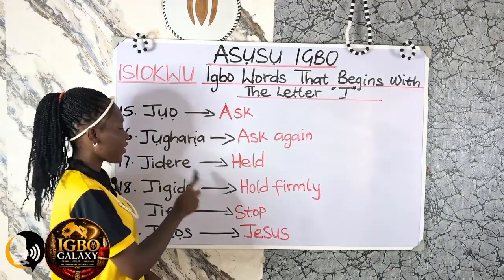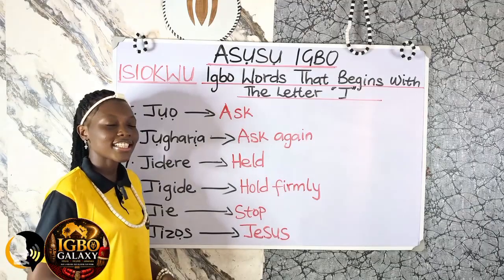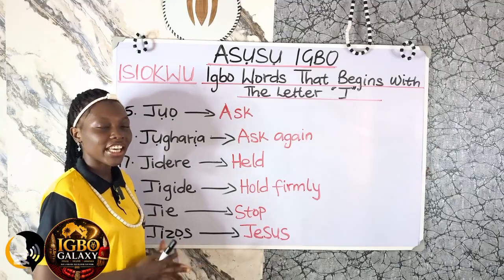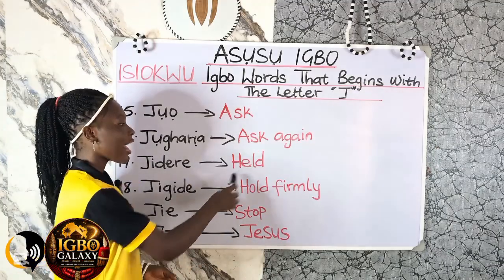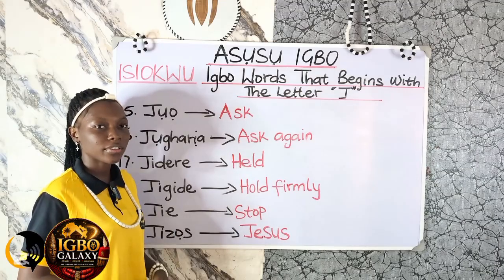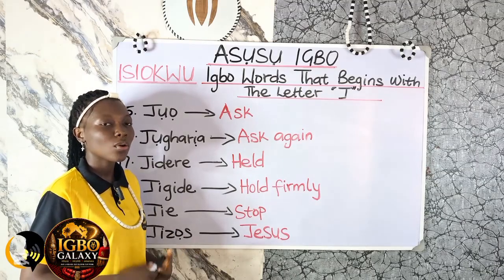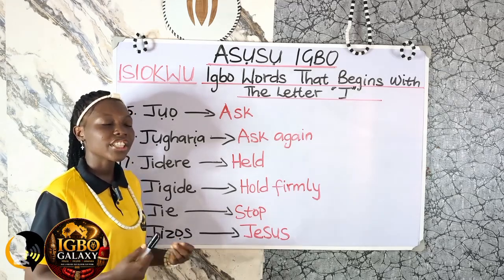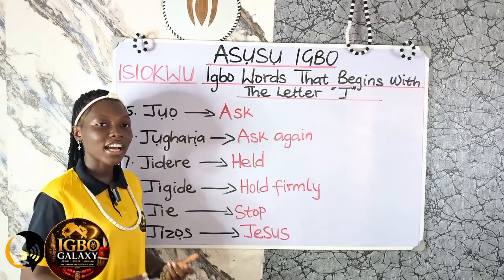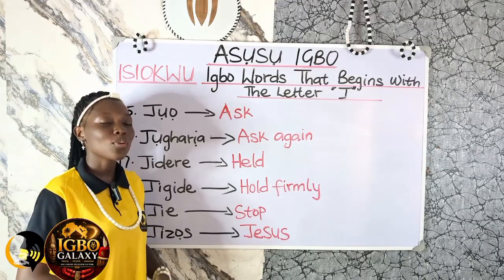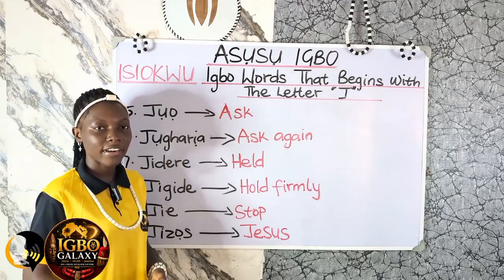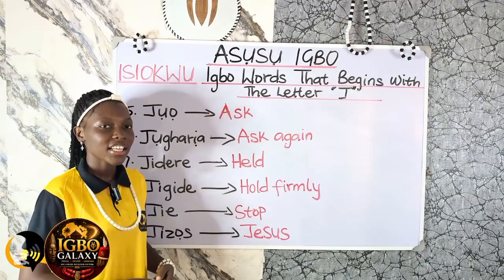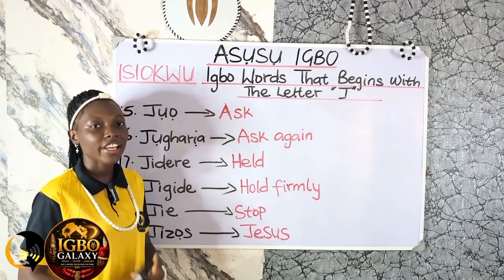Jidere. That is the past tense of jide. Jide, to hold. Jidere, held. O jidere akupe ahụ. She held the hand fan. O jidere akwụkwọ ahụ. She held the book. Jide, to hold. Jidere, held.